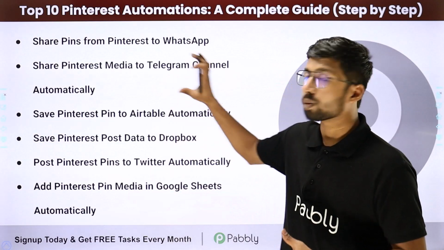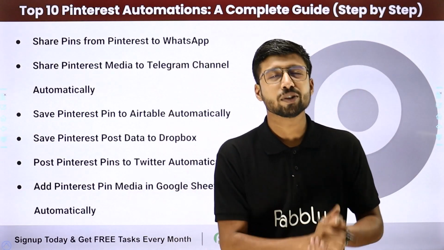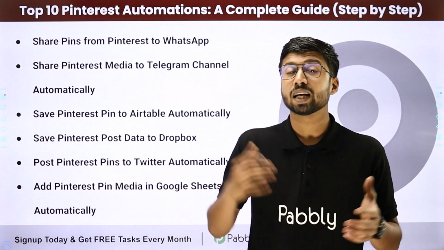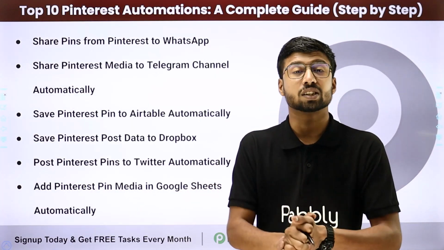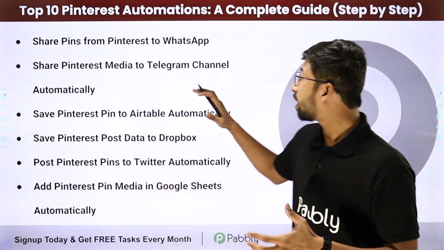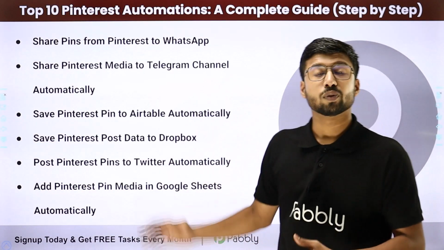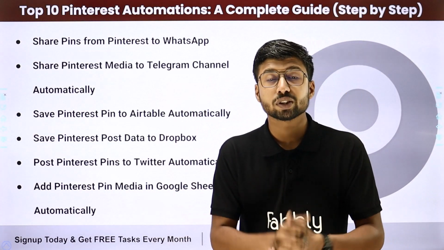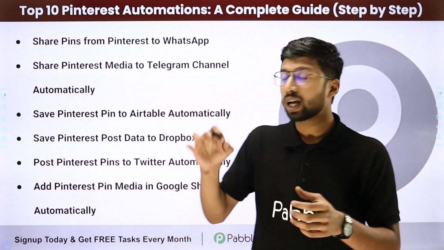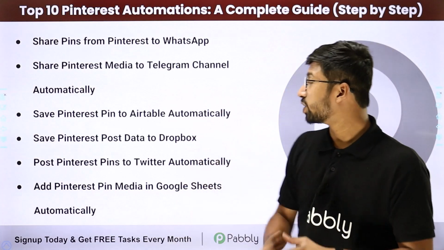So using these automations, you can either directly share a new pin shared on your Pinterest account as a WhatsApp message. You can send that pin as a WhatsApp message to all your clients, customers or users. Also, if you want, you can share the new pin on your Telegram channel or to Discord channel as well. You can also automate the process of maintaining all the new pins into a Google Sheet. You can create a new pin and add that new pin data to Google Sheet as well.